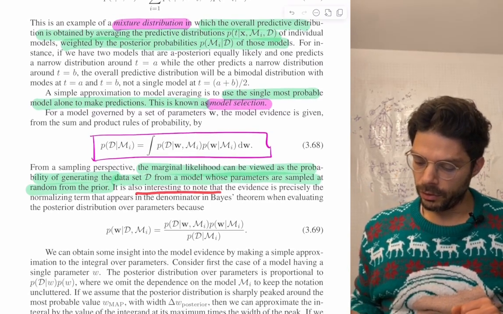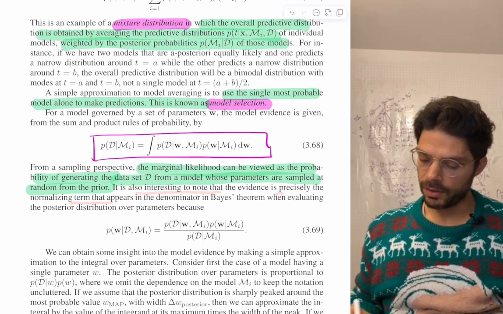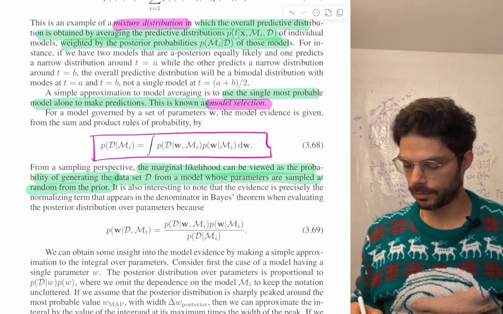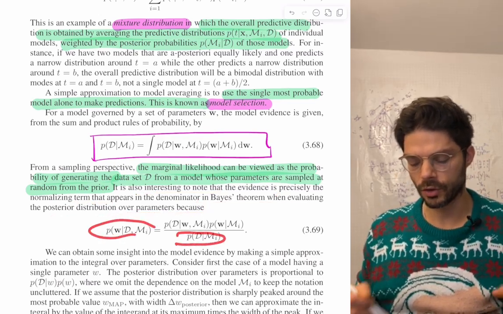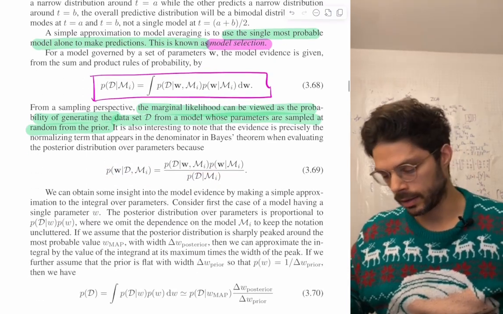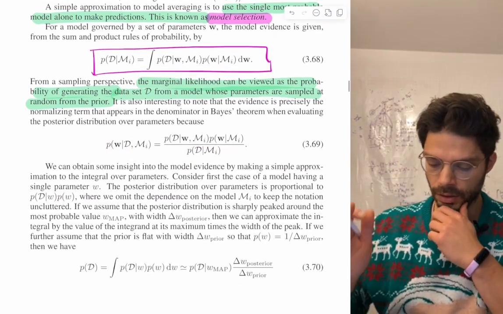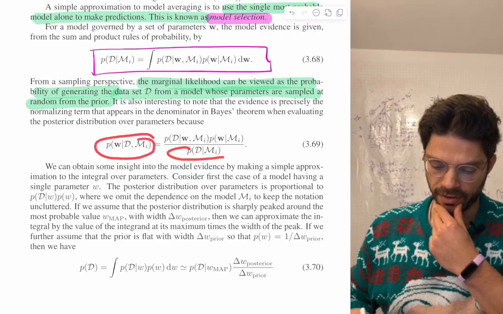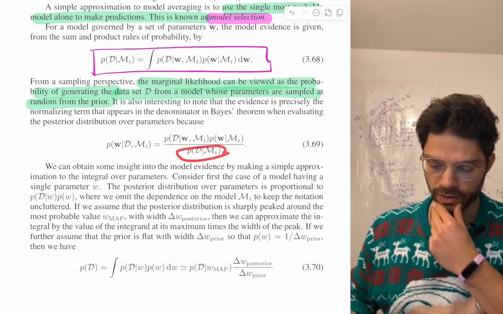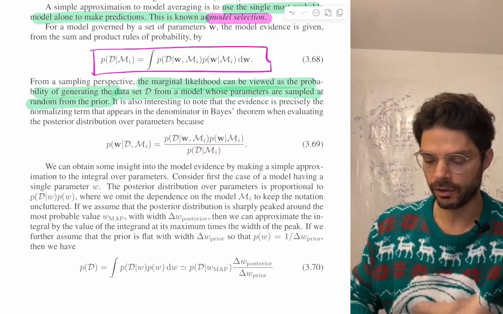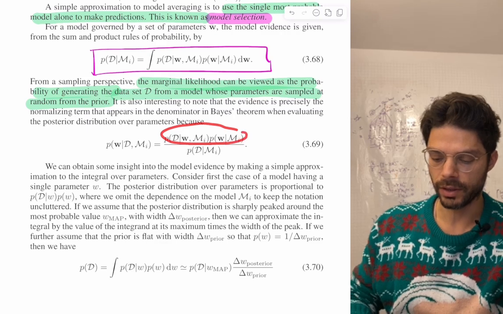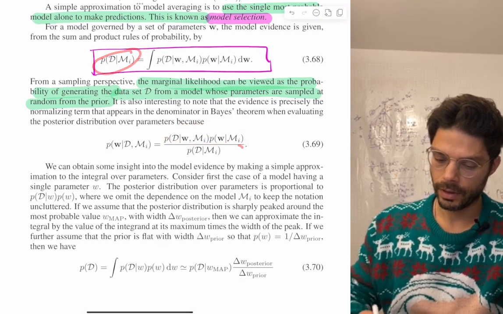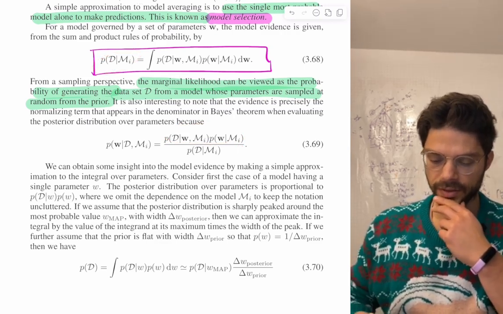It's also interesting to note that the evidence is precisely the normalizing term that appears in the denominator in Bayes' theorem when evaluating the posterior distribution over parameters. He's just saying that shows up there. I'm not sure why he's emphasizing that. So if you guys know, please let me know in the comments. But indeed, if you're trying to get the posterior on the weights, then the term that's going to show up in the denominator is going to be the integral of this with respect to W, which is precisely that term there. Okay, I guess the marginal likelihood.